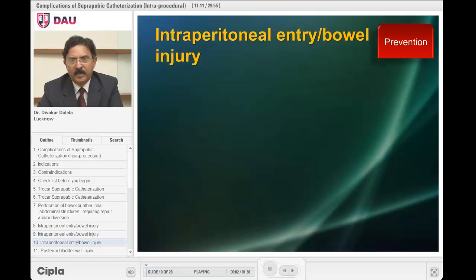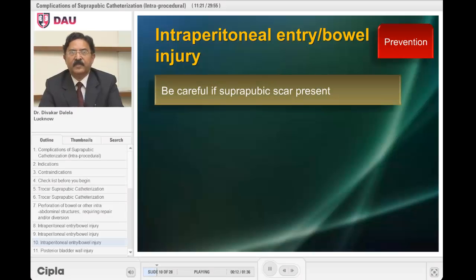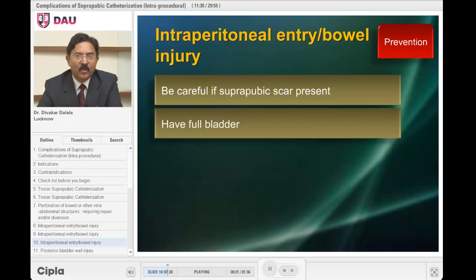How can you prevent this complication? That's my key area. That's my key interest in this presentation, sharing with you how you can actually prevent it. First of all, you have to be very careful if there is any suprapubic scar and you are going to do a trocar SPC. Please always have the bladder as full as possible. A full bladder displaces bowel loops more cephalad, more towards the peritoneum, and you get the anterior wall of the bladder more close to the parietal wall.